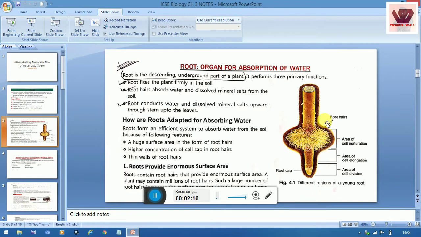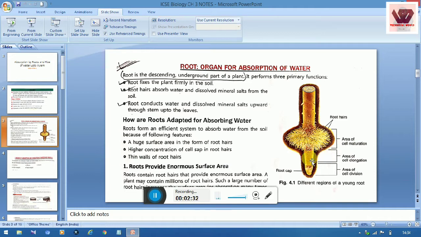This is a typical root, right? This is a typical young root. Now these are the root hairs. These hair-like structures are root hairs, and this is the area of maturation. यहाँ पर सेल मैच्योर होता है.